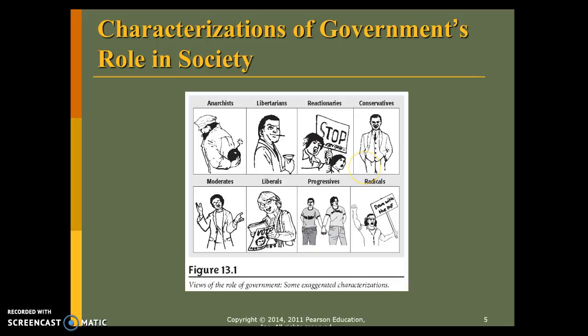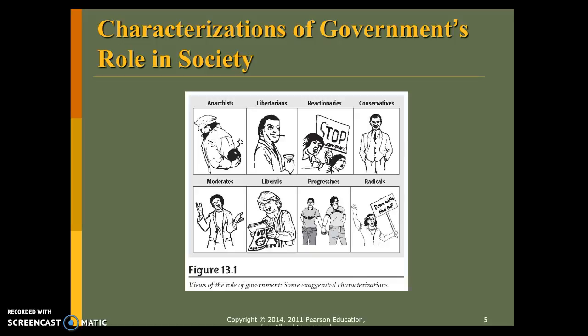So how powerful should the government be? What role should it play in society? Another way to classify people's views of government is by how strong a role they see government playing. And in Figure 13.1, it represents various classifications of people's views, starting with those who see the least role of government and ending with those who see the strongest.